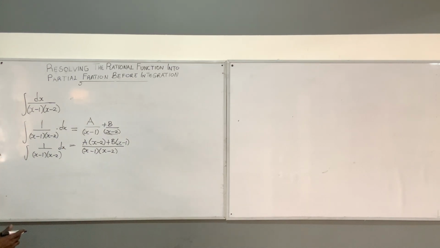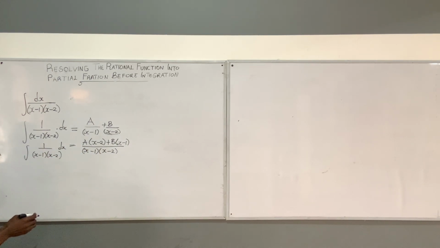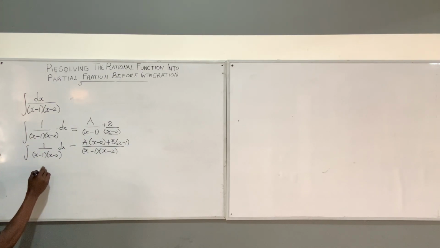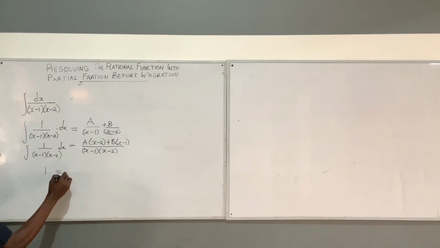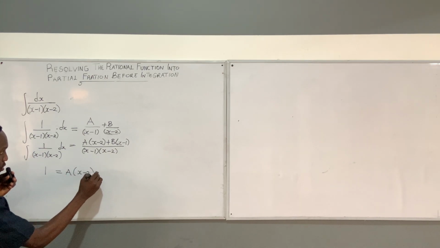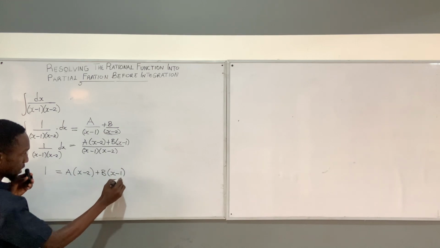Now when you watch here, you could see that the denominators are the same. So from partial fraction, let us equate the numerators. To equate the numerators, I have 1 here, which should be equal to whatever we have here. So I have 1 equals A(x minus 2) plus B(x minus 1).